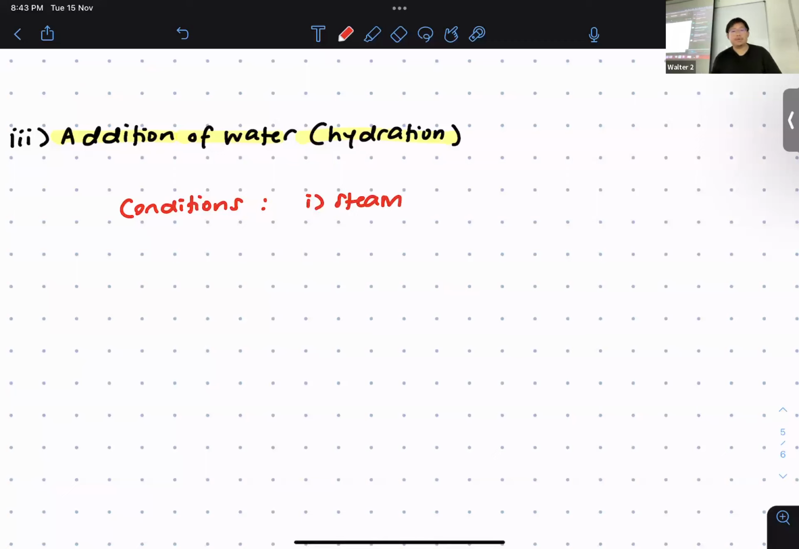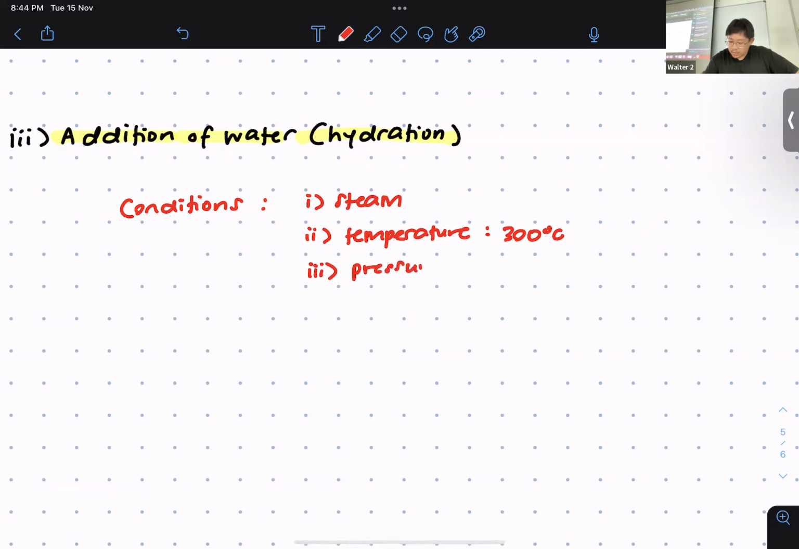Right? Water must be in the form of steam to react. In this case, it cannot be just normal liquid water. All right. Secondly, you need a temperature of 300 degrees Celsius. All right. You need a pressure of 60 atm. And lastly, you need a catalyst, which is phosphoric acid.